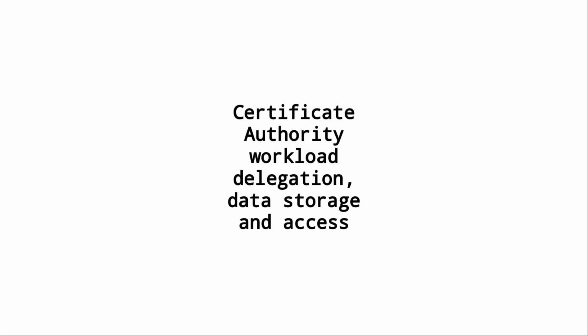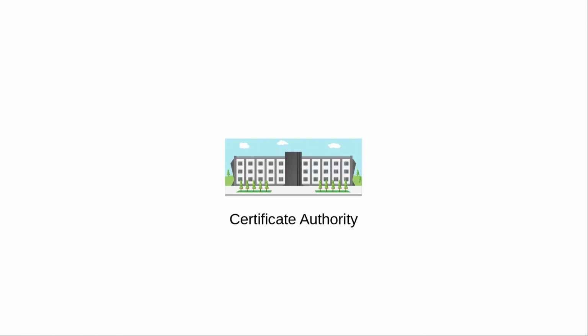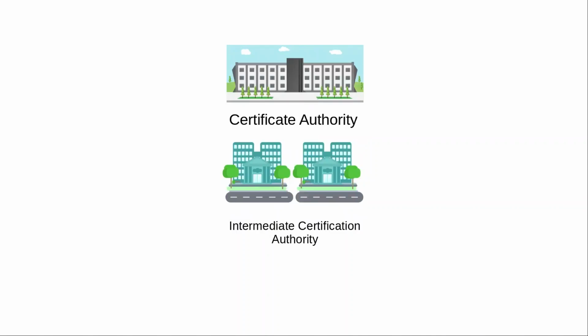Due to high demand for certificates, the certificate authority could easily become a bottleneck of the entire system. In order to solve this problem, two additional layers are created. So of course, at the top we have the certificate authority. And the first layer beneath it is the intermediate certification authority. These organizations usually have the role of issuing certificates.